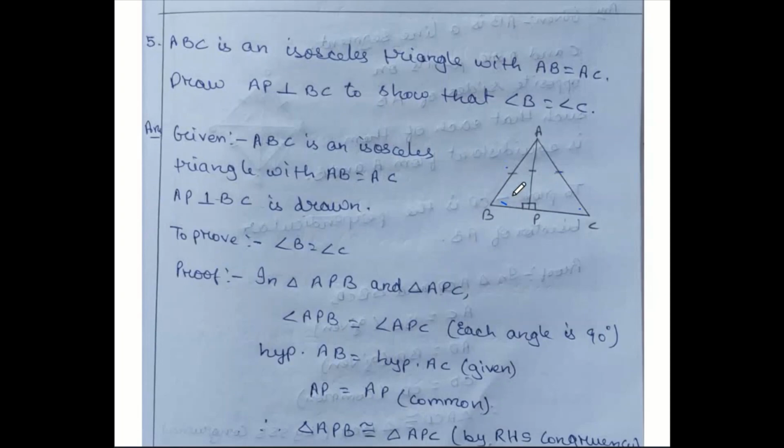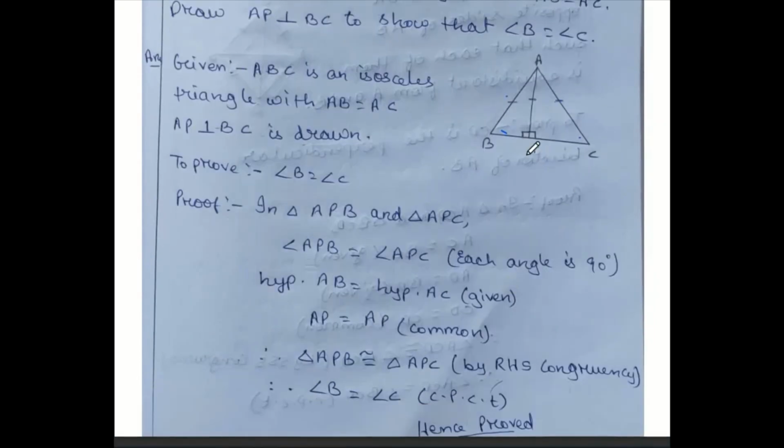Now proof. Let us use this triangle and this triangle. Make them congruent. In triangle APB and triangle APC, these two angles are 90 degree each. This angle 90 degree. Hypotenuse AB and hypotenuse AC, because 90 opposite is hypotenuse for this triangle and 90 opposite hypotenuse for that triangle. Both are equal, already given in the question. AP is common, so both the triangles are congruent by RHS congruency. If both the triangles are congruent, then by CPCT, angle B for this, angle C for this triangle, both are equal. So angle B equals to angle C, CPCT, hence proved.